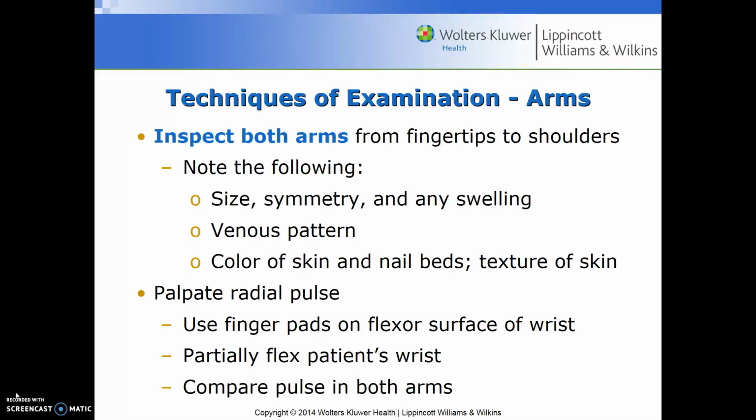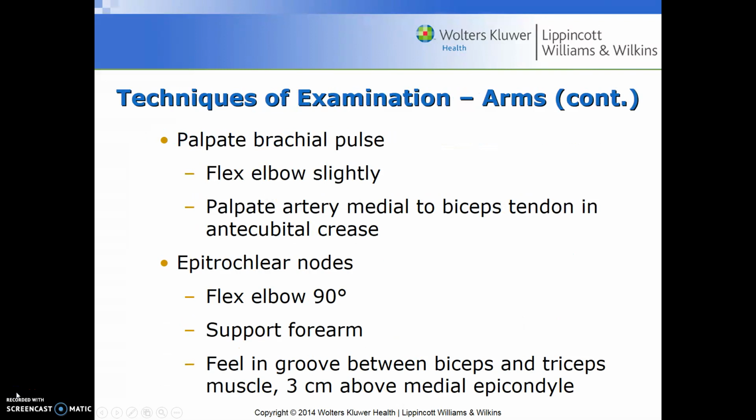This tells us to use our finger pads on the flexor surface of the wrist, partially flex that patient's wrist, and compare the pulse in both arms. You need to palpate the brachial pulse by flexing the elbow slightly and palpate the artery medial to the bicep tendon in the antecubital crease. The epitrochlear node can be assessed by flexing the elbow at 90 degrees. You support the forearm and feel in the groove between the biceps and triceps muscle, about 3 centimeters, a little over an inch, above the medial epicondyle.